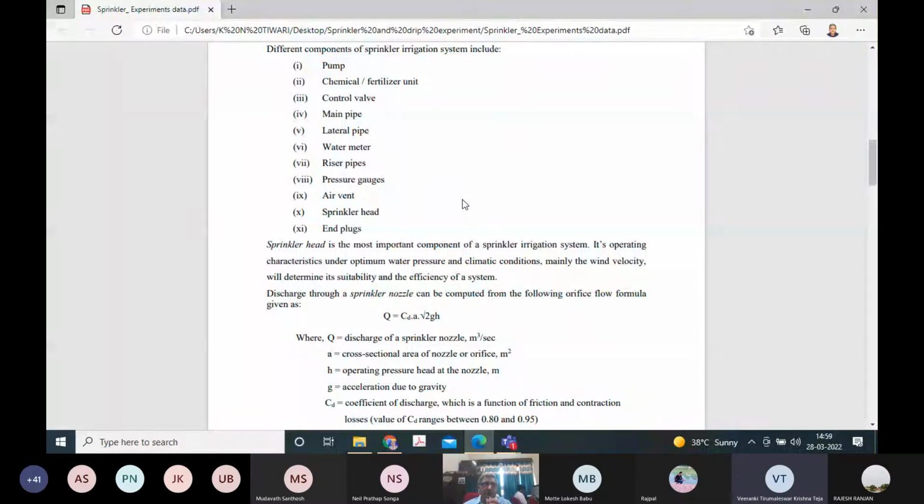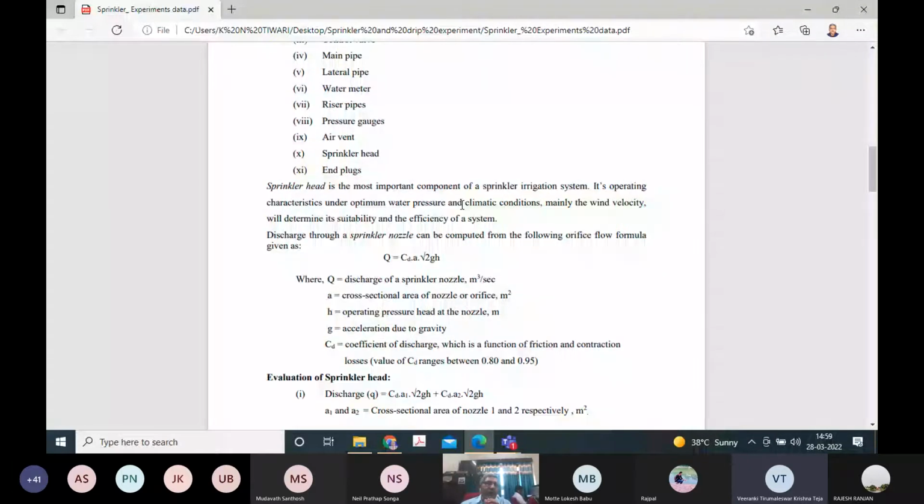In the pipeline, there are valves. Those valves are meant for releasing the air, so we call them air vents. An air vent is provided to release the air entrapped in the pipeline in order to prevent the water hammering action, so that the water hammer should not break the pipeline. And then finally, what you see is that there is a sprinkler head.